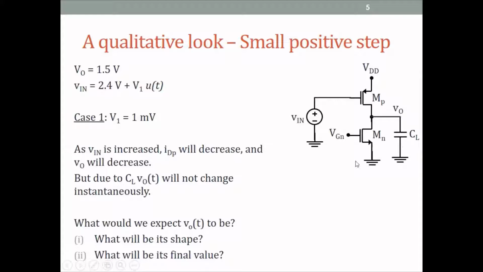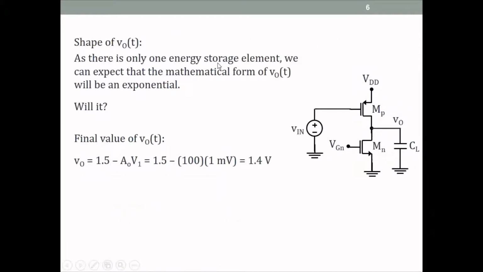Now let's ask two questions. What will be the shape of this VO(t) as it changes from its initial value to the final value, and what will be its final value? All right, so let's think about both these questions. Now we say that we have only one energy storage element in the circuit, and because there is only one energy storage element, we expect that the mathematical form of VO(t) will be exponential. All right, I'm asking, will it? So we'll come back to this. For now, let us assume that it will be exponential.